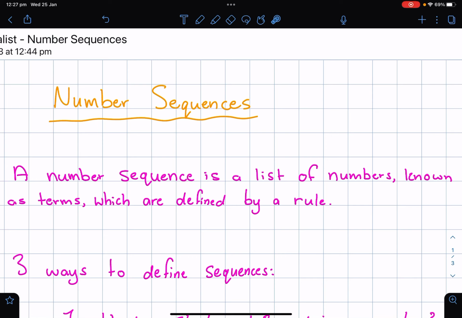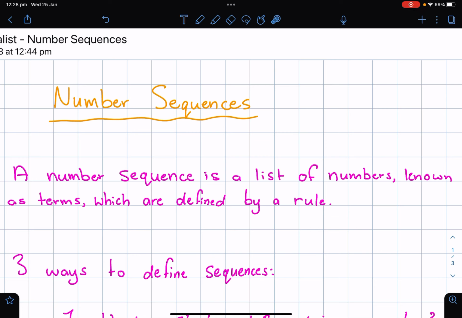Today we're going to start looking at number sequences and then eventually into series as well. So this is the start of a new playlist. We're going to start today by looking at number sequences. A number sequence is a list of numbers known as terms. This is a very important name that we're going to use quite a bit, and it's defined by a specific rule. We'll look at what those rules can be in a moment.